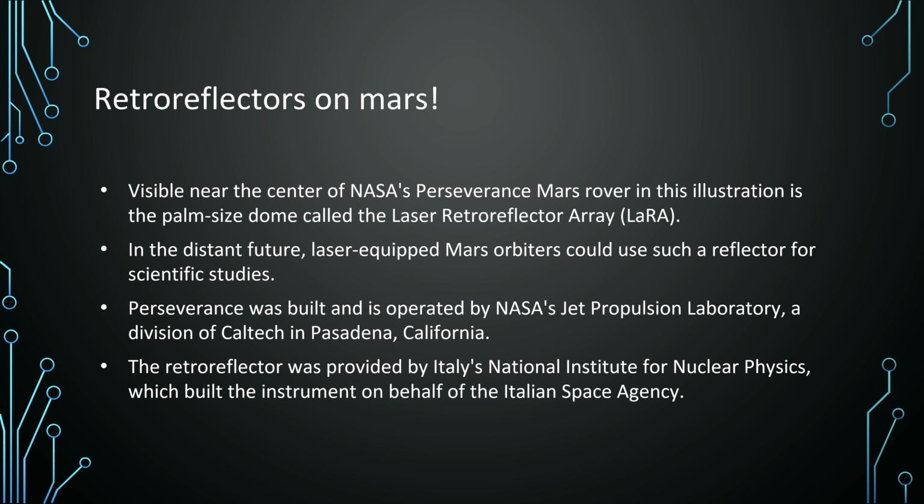Perseverance was built and is operated by NASA's Jet Propulsion Laboratory, a division of Caltech in Pasadena, California. The retroreflector was provided by Italy's National Institute of Nuclear Physics, which built the instrument on behalf of the Italian Space Agency.